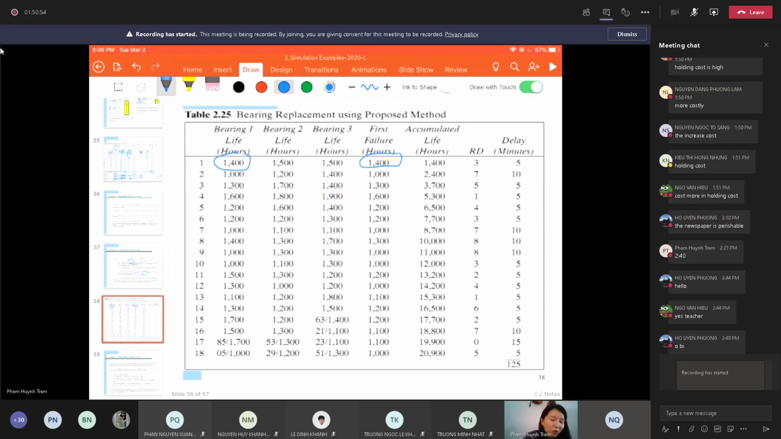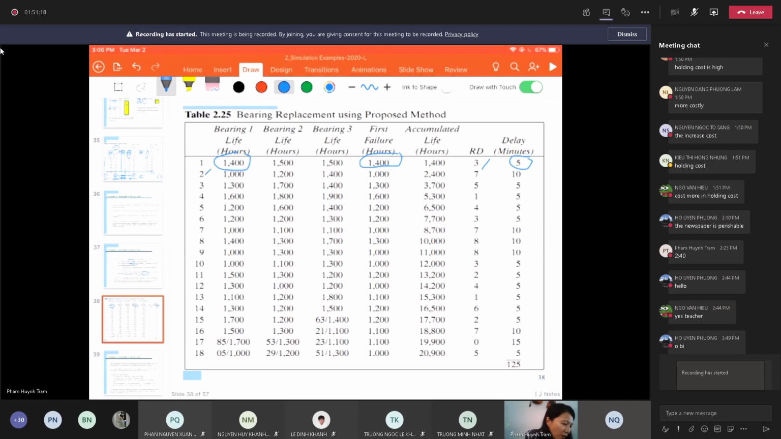Okay, and so we will call for the service. We generate a random delay. We got a delay time of 5 minutes. Then they come and replace all 3 bearings at the same time. So we will have the new bearing 1, new bearing 2, and new bearing 3 at the same time. That is the second case here.